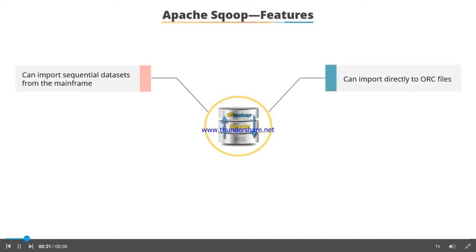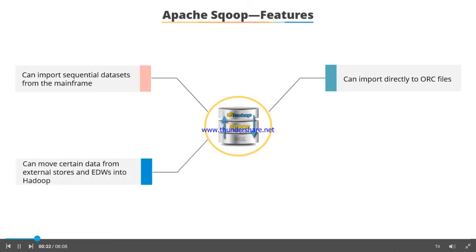It can import directly to ORC files. This improves compression and facilitates lightweight indexing for improved query performance. It can move certain data from external stores and EDWs into Hadoop to optimize the costs of combined data storage and processing. It can support parallel data transfer to achieve faster performance and optimal system utilization.